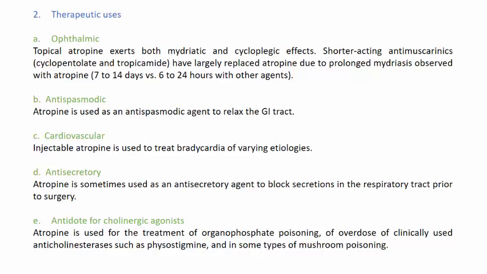ومثل ما تكلمنا بالمحاضرة السابقة أنه الأنتيدوت يستخدم for cholinergic agonist، يعني الأتروبين is used for the treatment of organophosphate poisoning والـ other overdose of clinically used anticholinesterase اللي هي أنتي كولين استريز اللي هي مثال عليها الفيزوستيجمين والأذر سم تايبس اوف مشروم بويزنينج واللي يكون خصوصا المشروم الكونتينينج كولينرجيك سبستانسز ذات بلوك ذا كولين استريز. احنا تذكرنا أنه يستخدم كانتيدوت بحالة التوكسيسيتي بالكولينرجيك أغونست.